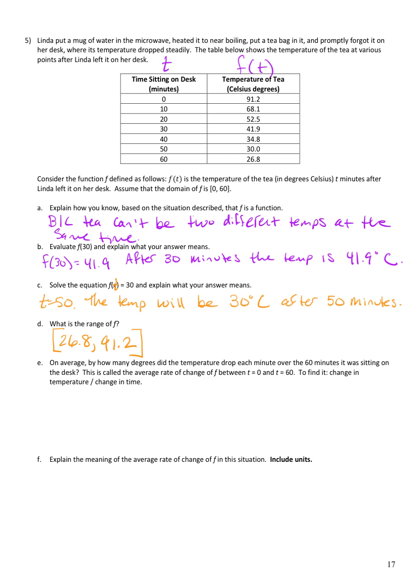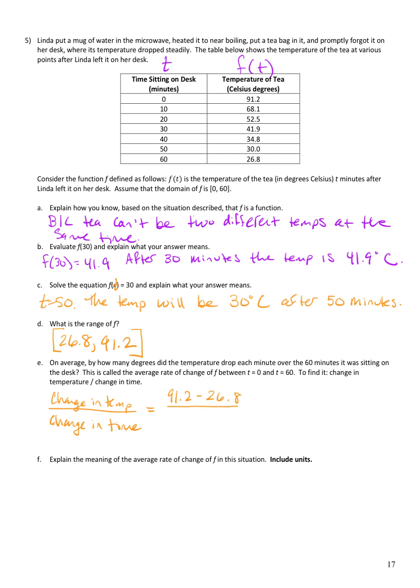On average, by how many degrees did the temperature drop each minute over the 60 minutes it was sitting on the desk? This is called the average rate of change between 0 and 60. To find it, calculate change in temperature over change in time. Okay, so change in temp divided by change in time. Overall, we went from 91.2 degrees to 26.8.